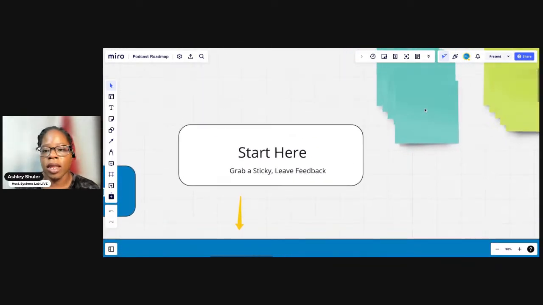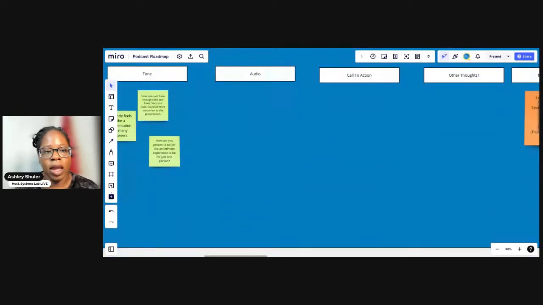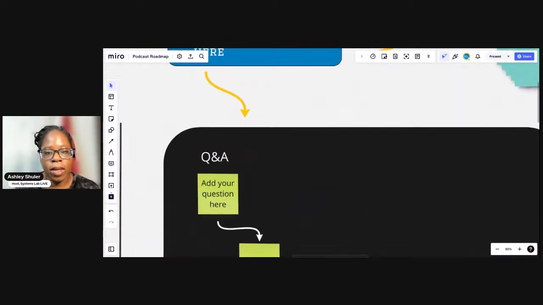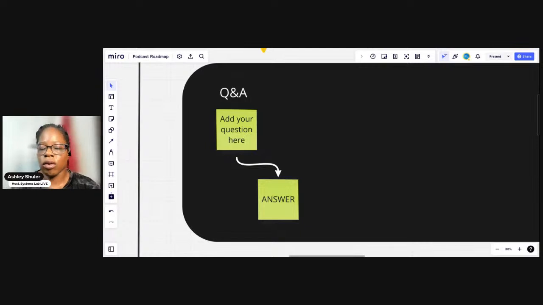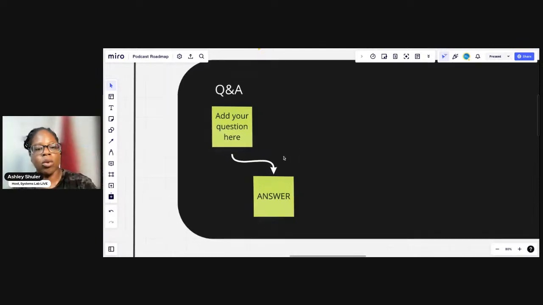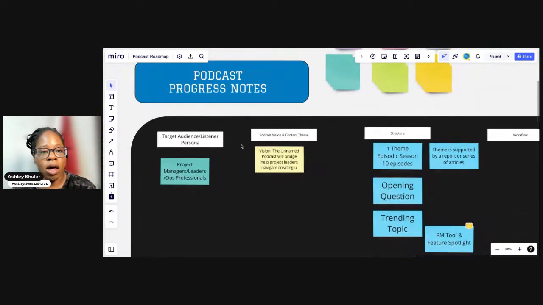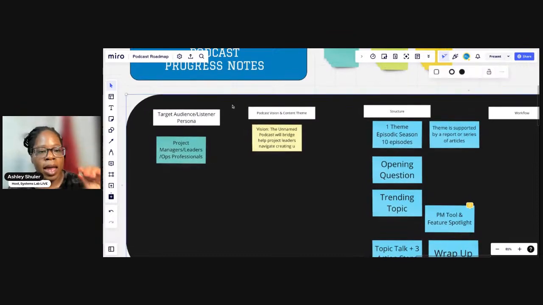So you can give feedback right here by clicking on a sticky and dragging it right here. So feel free to give the feedback on all the things. And if you have a question about something, drop your questions right here, grab a sticky. Write the question on the board and then I'll answer it. And then right here are the podcast progress notes. So right here, you can just look and add anything that you want. This should be locked too.